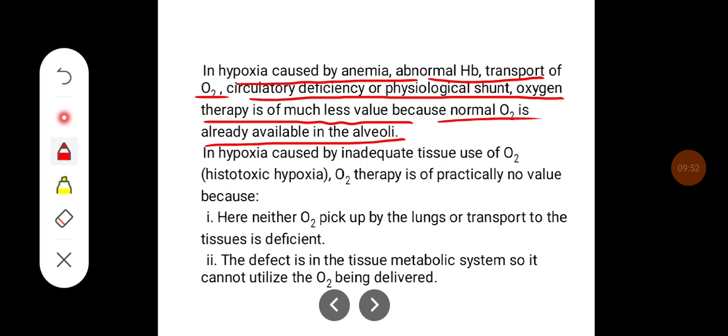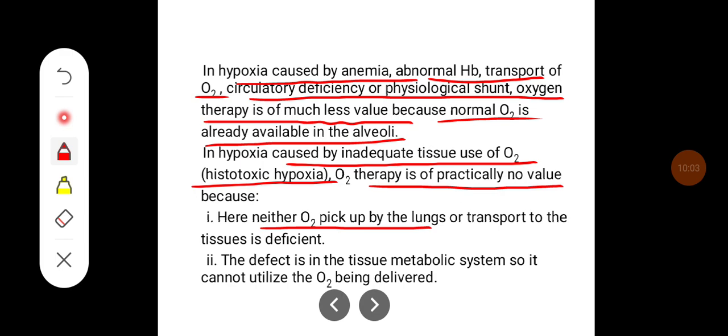In hypoxia caused by inadequate tissue use of oxygen, that is in histotoxic hypoxia, oxygen therapy is of practically no value because here neither oxygen pickup by the lungs nor transport to the tissue is deficient. The defect is in the tissue metabolic system, so it cannot utilize the oxygen which is being delivered.